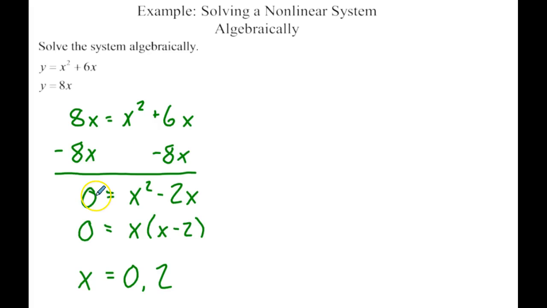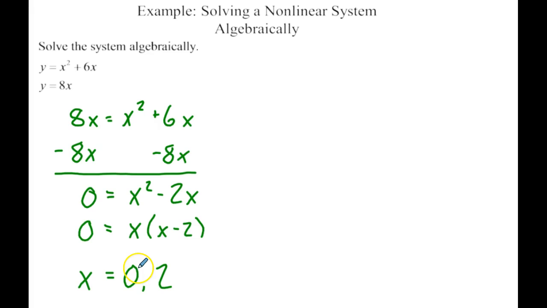If we want to solve a quadratic equation, we want to set it equal to 0, so we would subtract 8x to the other side of the equation. Now we would have 0 equal to x squared minus 2x. Take out the common factor of x, which leaves us with 0 equals x times the quantity x minus 2. Now once we have it in factored form, we use the zero product property, set each factor equal to 0. Thus we get x equals 0 and x equals 2.